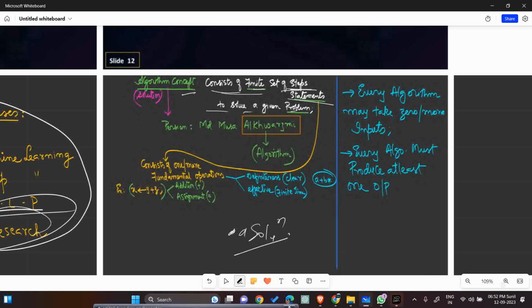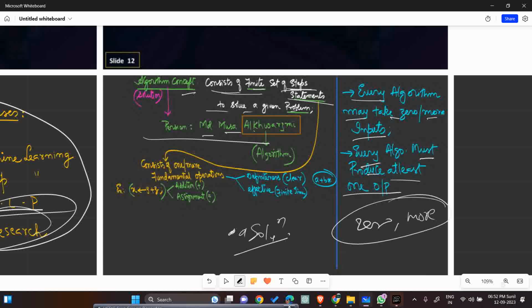Alright. So Muhammad ibn Musa Al-Khwarizmi came up with the concept. Every algorithm may take zero or more inputs. Every algorithm must produce at least one output. All right. It could take zero input or more inputs, but always at least one output.